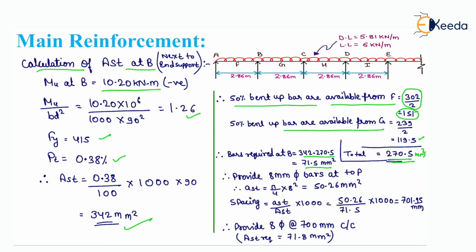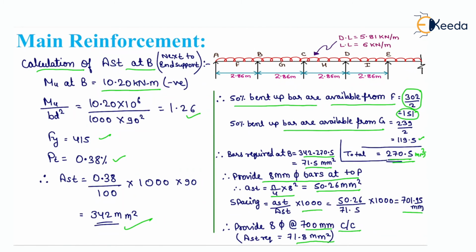Therefore, provide 8 mm dia bars at top. Small Ast equals pi by 4 into 8 square equals 50.26 mm square. We will calculate spacing using the formula small Ast upon capital Ast into 1000. We will get 701.95 mm. Therefore, provide 8 dia bar at the rate of 700 mm center to center, for Ast provided equals 71.8 mm square.